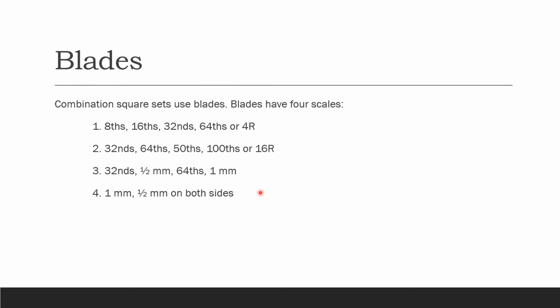For combination square sets, we usually use blades with 4 scales. There are 8, 16, 30 seconds, 60-fold, or 4R, 30 seconds again, 60-fold, 50, 100, and 16 or 30 seconds again, half millimeter and 60-fold and 1 millimeter. One millimeter, half millimeter on both sides.